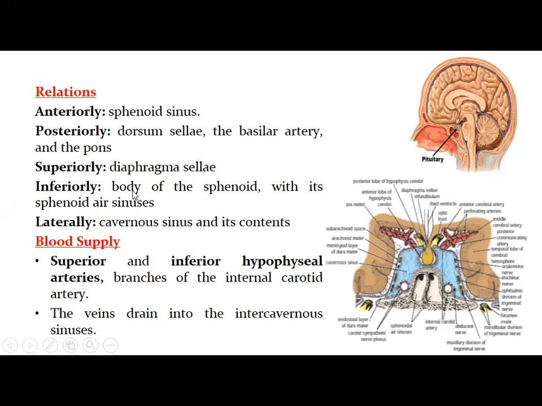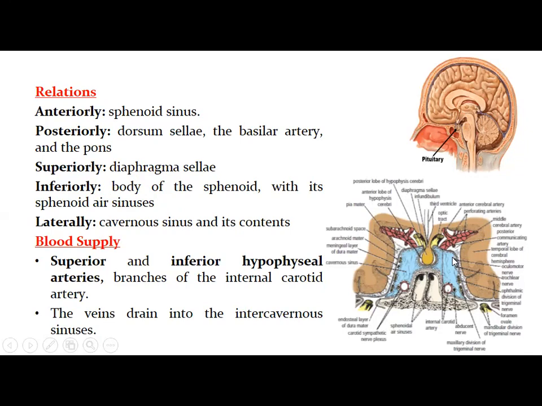Okay, then inferiorly, we have the body of the sphenoid as well as the sphenoidal sinus. The sphenoid and sphenoidal sinus are both in the anterior part as well as the inferior part. Okay, here what you are seeing is the inferior relations. Then laterally we have a very important cavity filled with blood called the cavernous sinus and its contents. If you see here, this is the cavernous sinus.